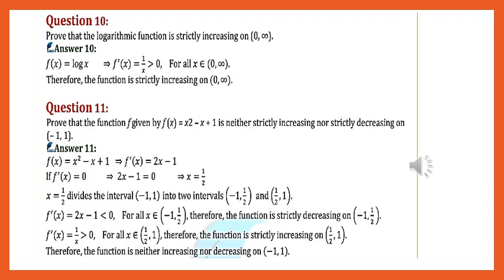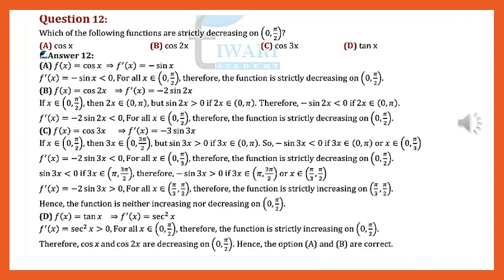Number 10, prove that the logarithmic function is strictly increasing on 0 to infinity. Question number 11 also easy only. Go through the sum. It is easy to understand. To prove that it is strictly increasing, we want to show that the derivative is greater than 0. Nothing else. So follow that. Question number 12 also solution is given. Just go through it. It is easy to understand. If there is doubt, let me know.